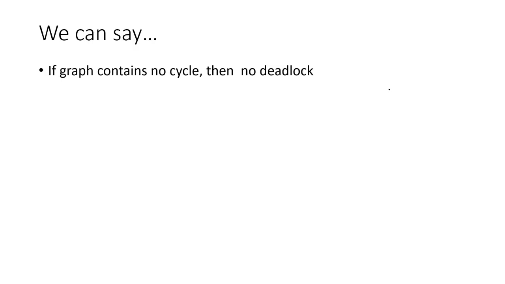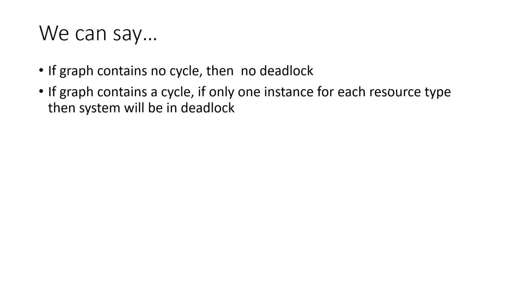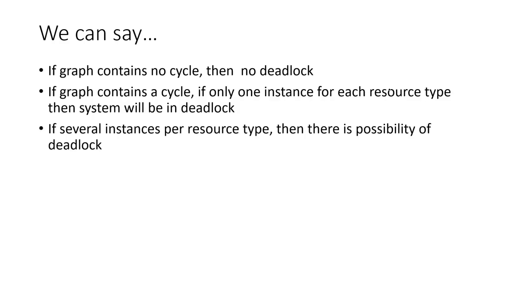Here we can say if the graph contains no cycle, then there is no deadlock. If the graph contains a cycle and only one instance for each resource type is there, then the system will be in deadlock condition. If several instances per resource type are there, then there is a possibility of a deadlock occurring. So these are 3 conclusions we can derive from the last 3 resource allocation graphs we have seen.